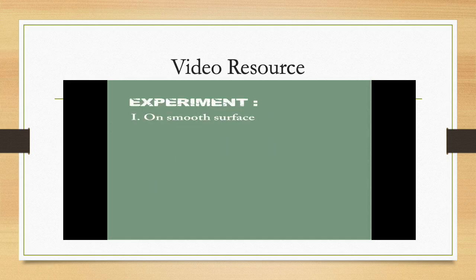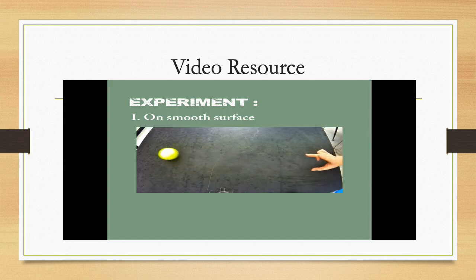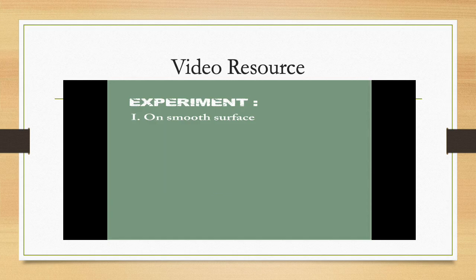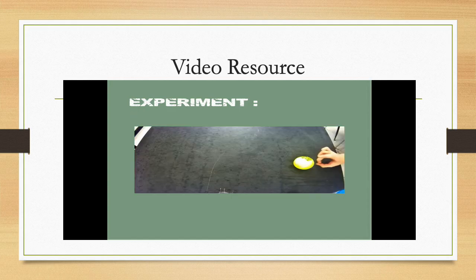Now let's begin the experiment. First, we roll the bone on a smooth surface. You can see that the bone moves very quickly and travels quite far. This is because the surface is smooth, so there is less friction acting against the movement. Let's watch it again in slow motion. Notice how smoothly and quickly it moves across the surface.